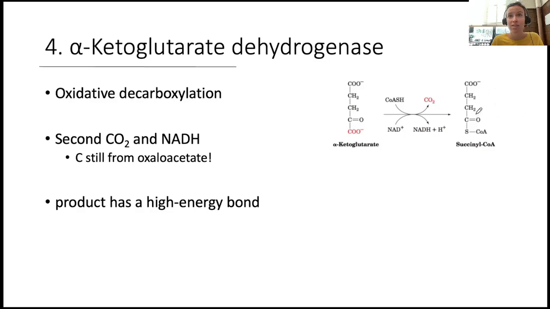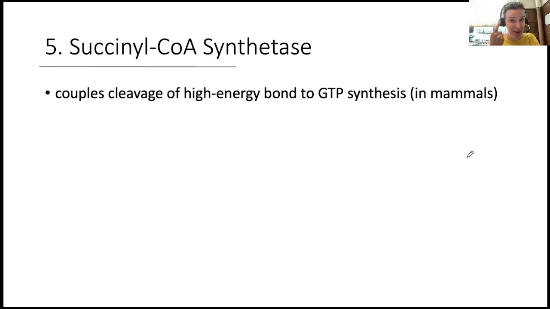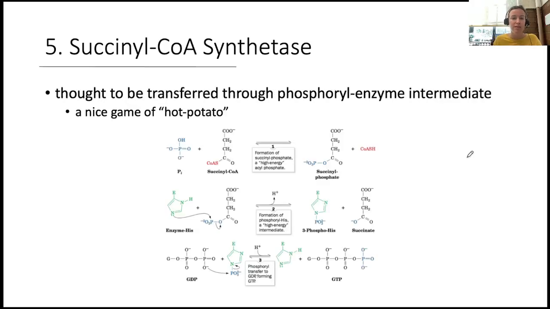This product, succinyl-CoA, contains a high energy bond because you see that we've added a CoA, a thioester bond, into the mix. And if we make a high energy bond, you might expect in the next step that we cleave that high energy bond to conserve and gather that energy. So enzyme 5, succinyl-CoA synthetase, couples cleavage of that bond to synthesis of GTP in mammals, which is our focus, of course, in this class.